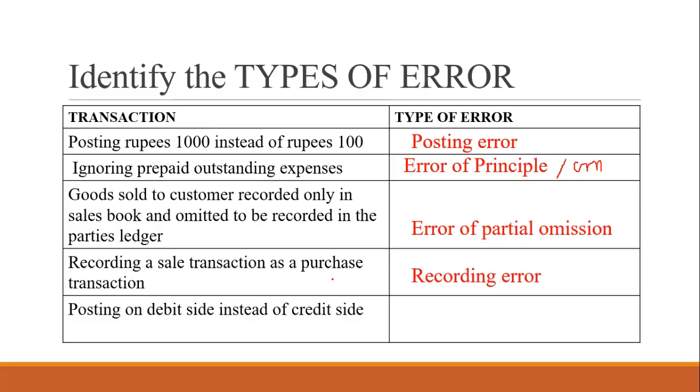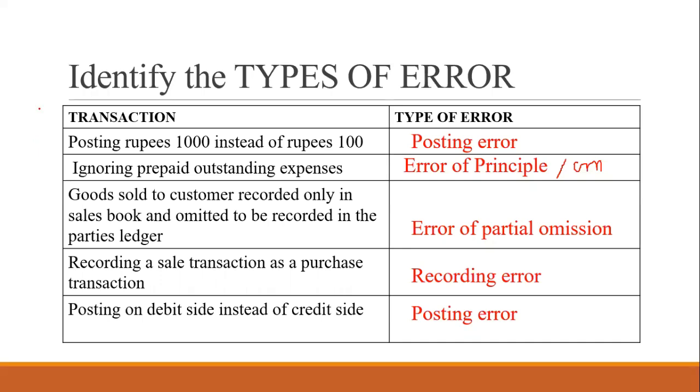Last, posting on debit side instead of credit side. Now that is simple because it is already written as posting. So yes, it is a posting error. Amazing, great. Everyone has got that done. So now, can we say your types of error concept is completely clear now? Yes or no? Yes, sir. Perfect. Then we move ahead.